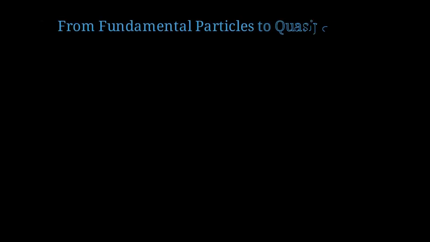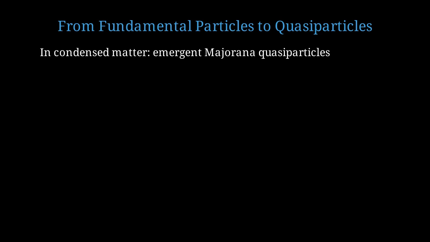Now here's where it gets really interesting. We don't know if fundamental Majorana particles exist in nature. Neutrinos might be Majorana fermions, but that's still an open question. But in condensed matter physics, we can create effective Majorana particles as emergent quasiparticles in specially designed materials. These aren't fundamental particles, but collective excitations that behave like Majorana fermions.